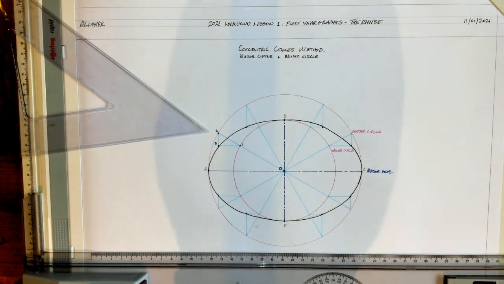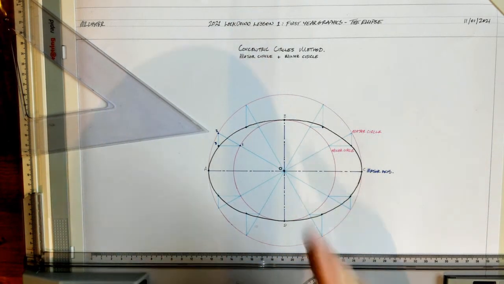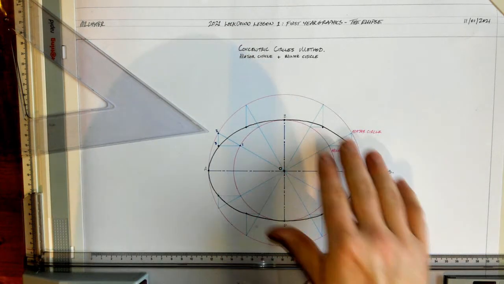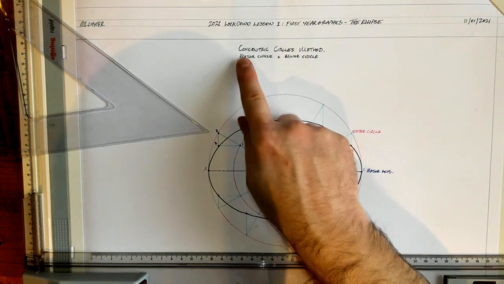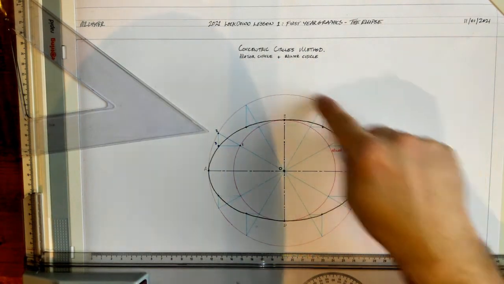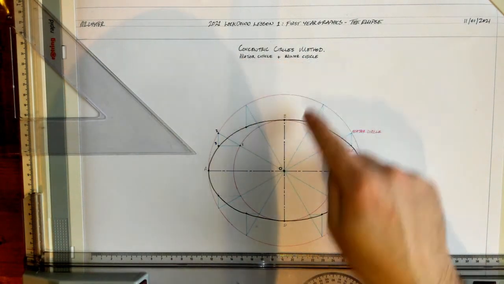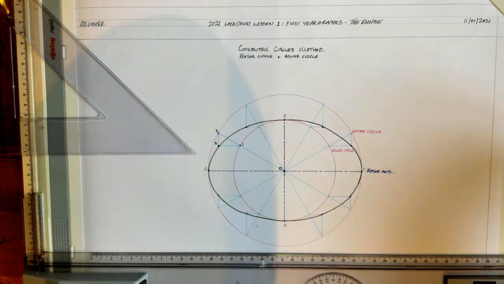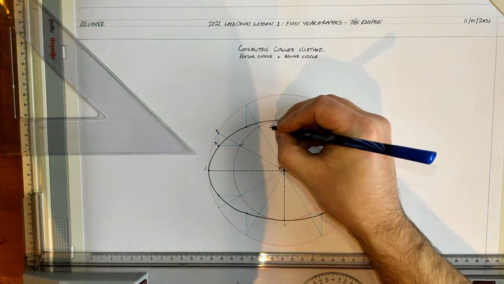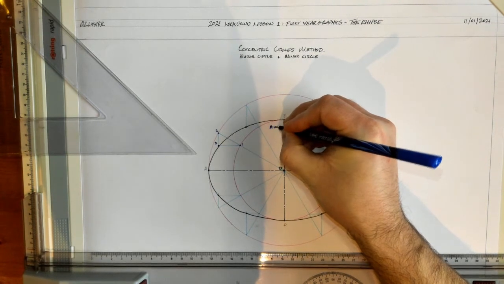So now, there we go. Quick recap. I have the ellipse drawn now, a standard horizontal ellipse, using the concentric circles method. I have the major circle, which is the big one. I have the minor circle, which is this one. I have the major axis, which is this one. Forgot to write in minor axis. Good thing I look back over there.